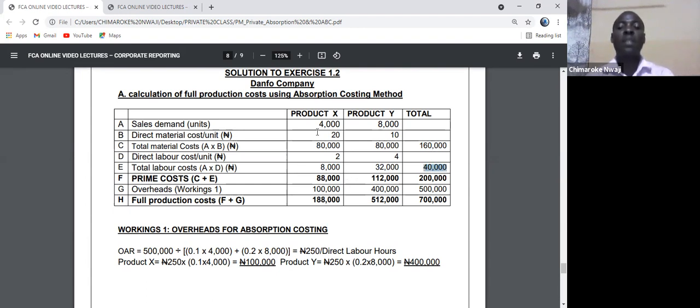So you add your material costs and your labor cost together to give you what they call the prime cost. Your prime cost here is 80,000 plus 8,000, which is 88,000. Here it is 80,000 plus 32,000, which gives you 112,000. When you add them together, you have 200,000, which is the same thing as adding 160,000 here plus 40,000 here, giving you 200,000. So whether you go from top to bottom or from left to right, you have the same 200,000.